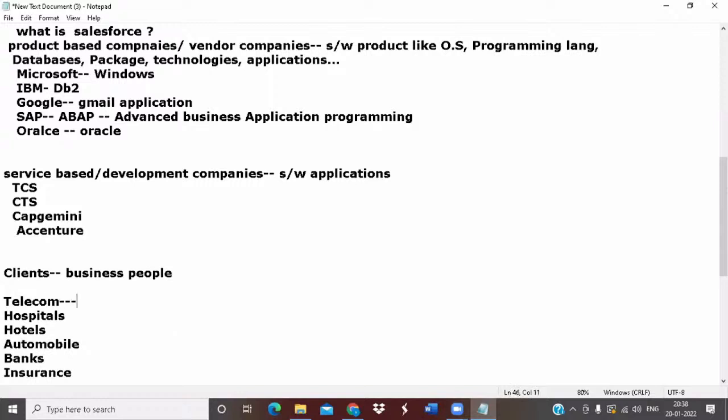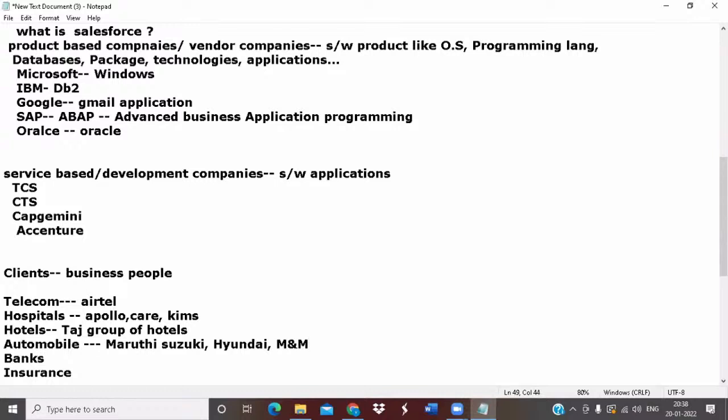Suppose take the example, you know about Airtel company. Airtel belongs to which business? Telecom business. Hospitals: I hope you know about Apollo hospitals, KIMS hospitals. These all come under hospital business. Like hotels, Taj group of hotels comes under hotel industry. Automobiles, like Maruti Suzuki, Hyundai, Mahindra and Mahindra. So these people belong to what? Automobile industry. Even Tata.